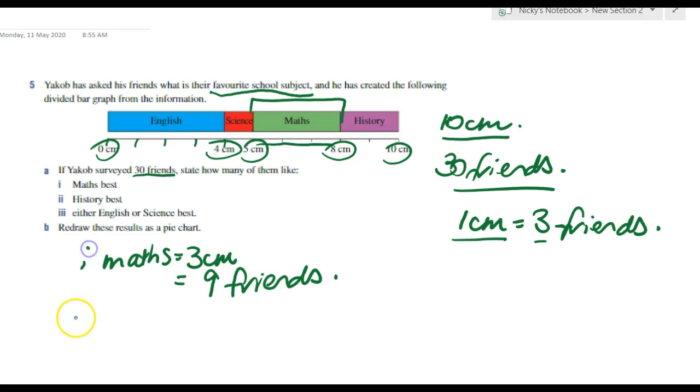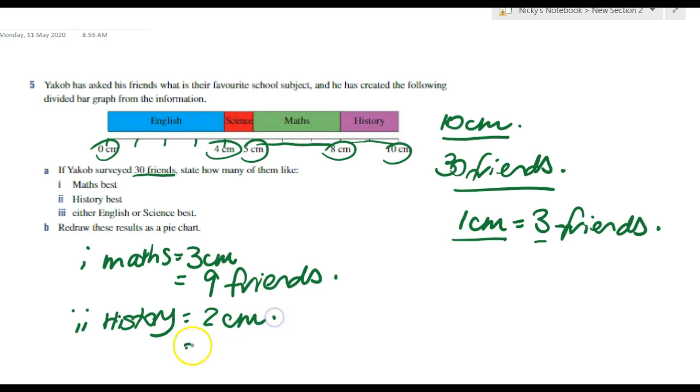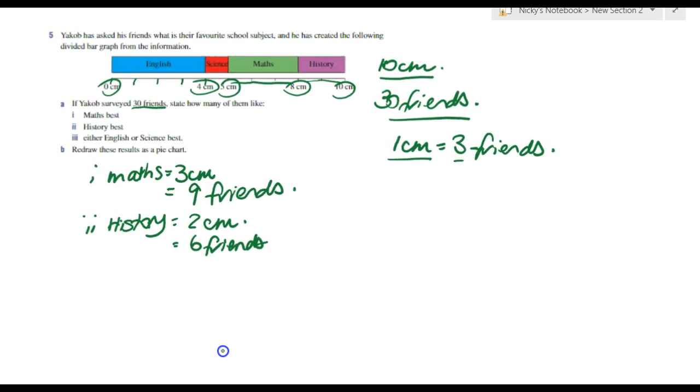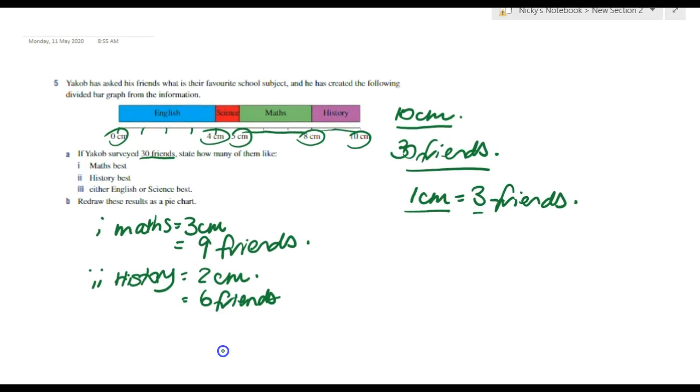All right, that's the first one. The next one, history. Firstly, I just want to say, who likes science the least? That's not on. Really should be maths and science as the biggest, but anyway, that's just me. So history is 2 centimetres long. And because 1 centimetre equals 3 friends, 2 centimetres then equals 6 friends. Get a little smaller so I can have some more room.